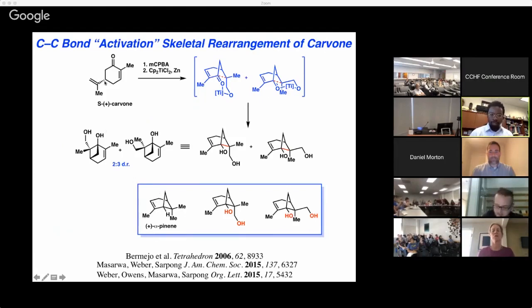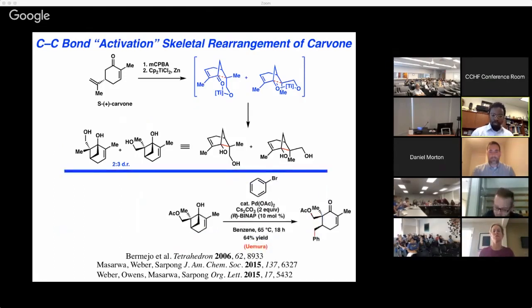And so this is sort of a roundabout way to get to these particular hydroxylated pinenes. And with those compounds in hand, which now, of course, bear the inherent strain of the bicycle and also the cyclobutanol, we could effect cross-coupling reactions that now involve cleaving the carbon-carbon bond.